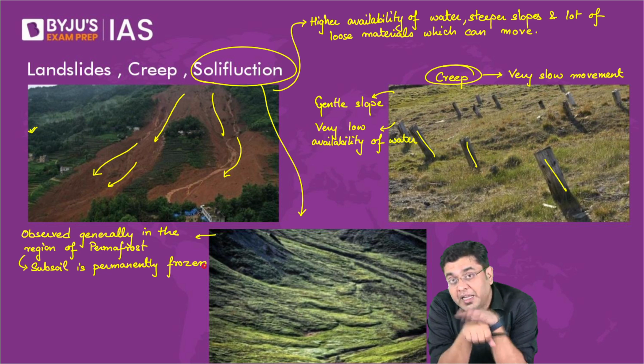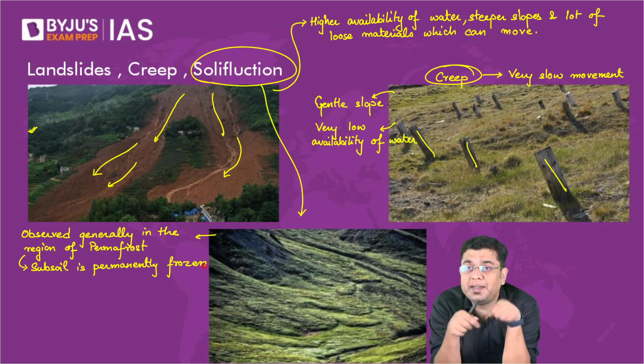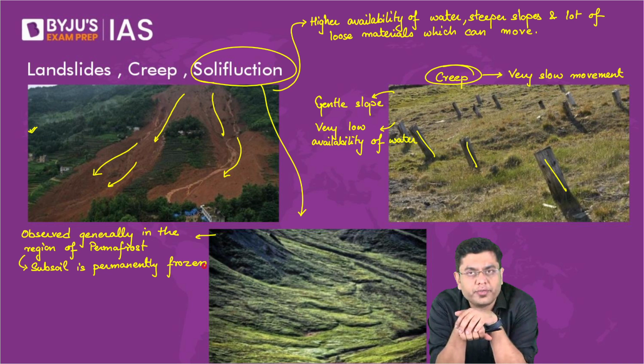So, will the topsoil retain its connect and contact with the lower layers, or will there be a disconnect between the top and the lower layers? What do you think? Obviously, there will be a kind of disconnect, isn't it? The top layer is free from freezing, whereas the bottom layer is still frozen. So, there will be a kind of disconnect.